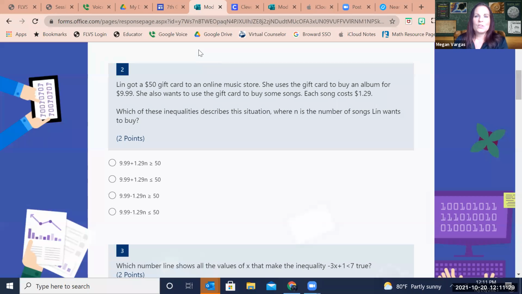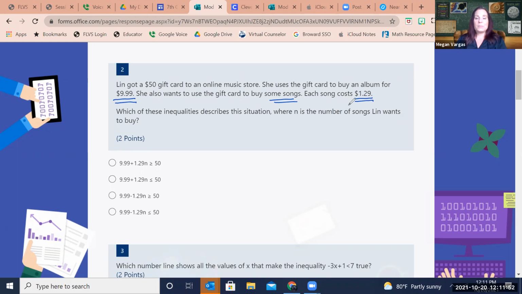Okay. So here we have number 2 for 305. Lynn got a $50 gift card to an online music store. She's going to use it to buy an album, and she wants to buy some songs. Each song costs $1.29.